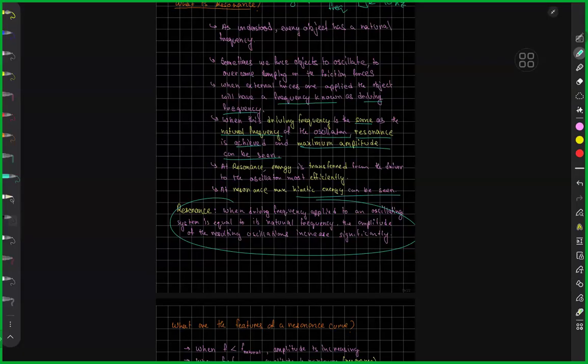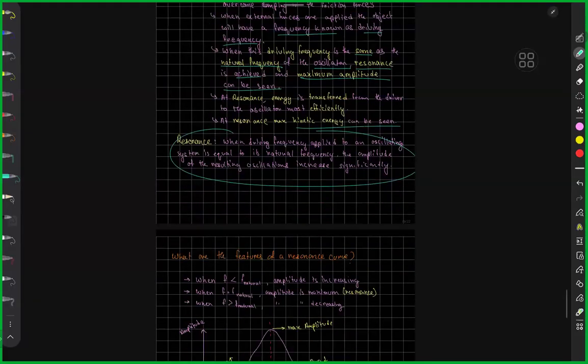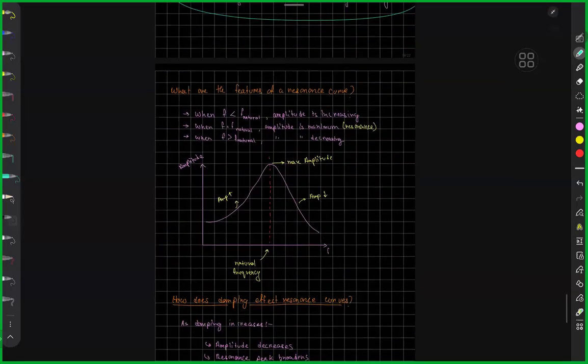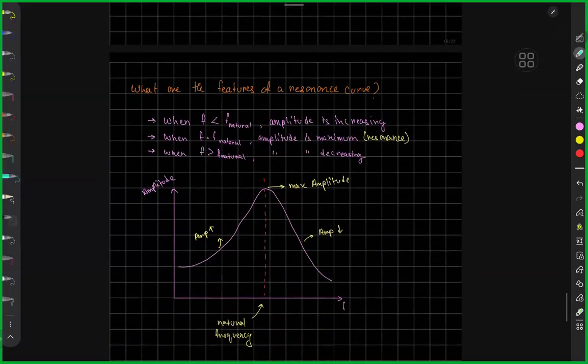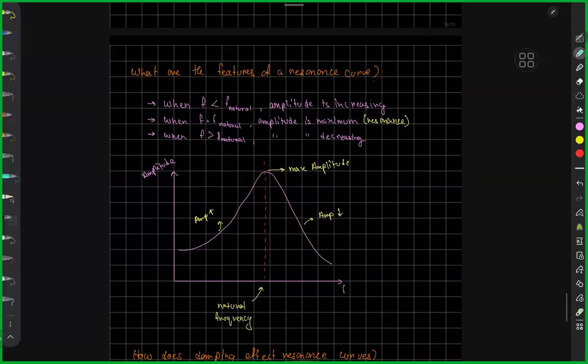Okay, perfect. So that's why resonance is important. The match of natural and driving frequency is important. That is when maximum energy transfer can be seen, right? So now let's look at the graph. How does the driving frequency vary the amplitude with respect to the natural frequency?